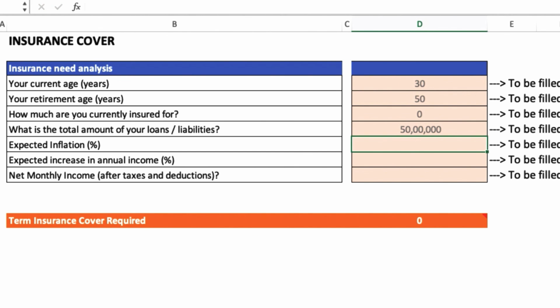In case something were to happen to you, all the loans have to be paid off. So that's why this money gets added to the insurance cover. Expected inflation, 7%. Annual increase in your income, let's say 10%. Net monthly income, let's say, is 2 lakh rupees. So your requirement is a 4.1 crore term insurance plan.